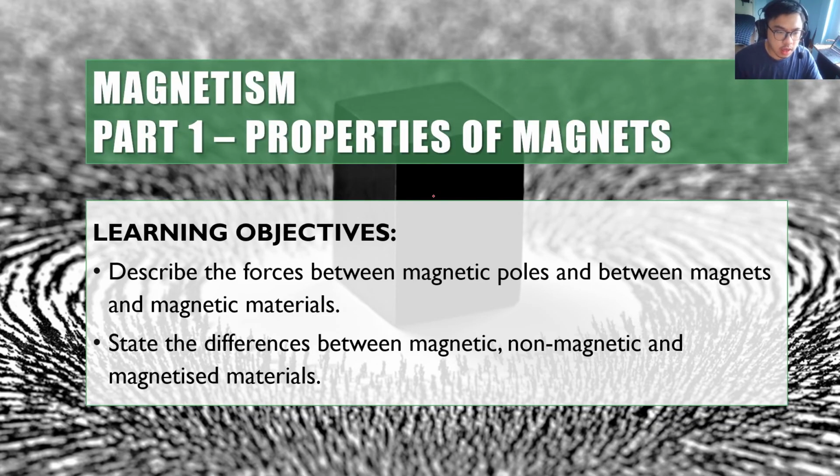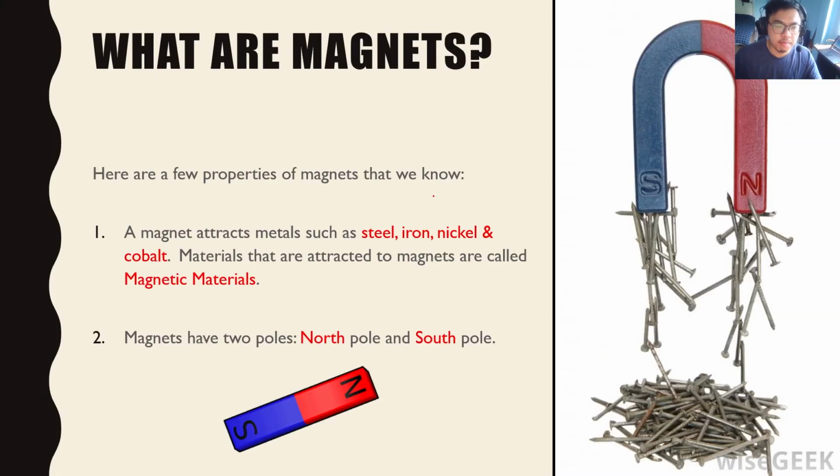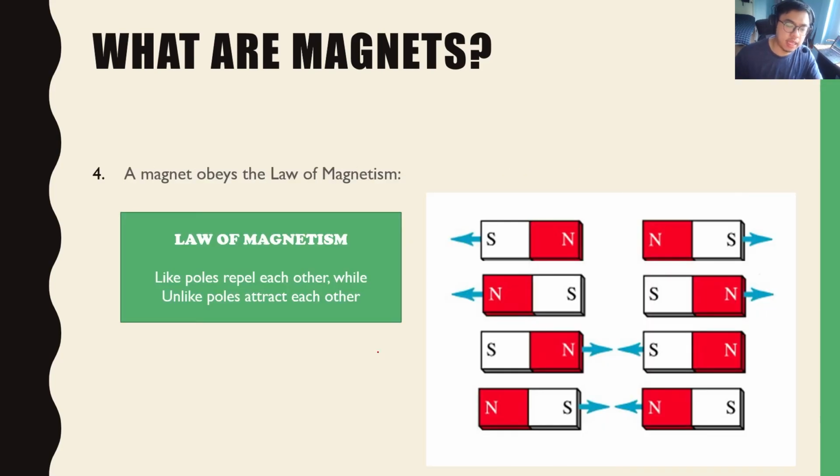So in part 1, we looked at the properties of magnets, and we looked at the test for repulsion. Make sure you remember that magnetic materials are materials that are attracted to magnets, and these are steel, iron, nickel, and cobalt. Magnets have 2 poles, north and south. Magnets obey the law of magnetism. And what is the law of magnetism? It's a statement that says like poles repel each other, while unlike poles attract each other.